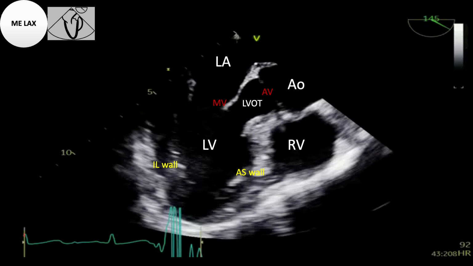This view is ideal for imaging the aortic root, aortic valve, LV, mitral valve, and the left atrium. The LV anteroseptal wall appears on the right, while the inferolateral wall is on the left of the screen. Use this view to assess the LV function, left atrial and mitral valve abnormalities, aortic valve function, and the aortic root.